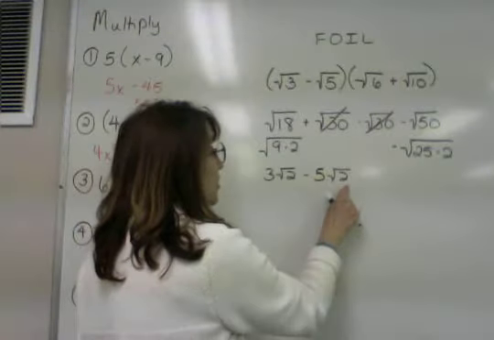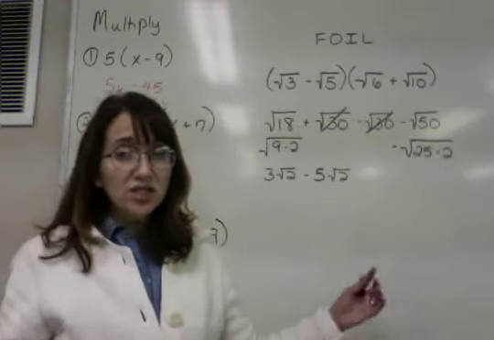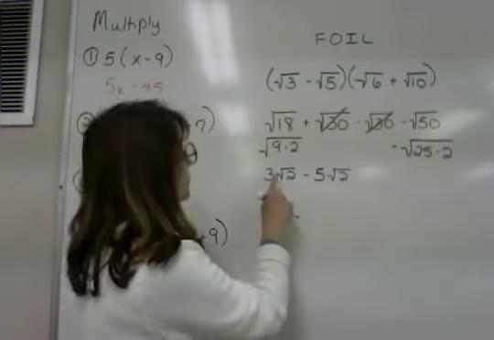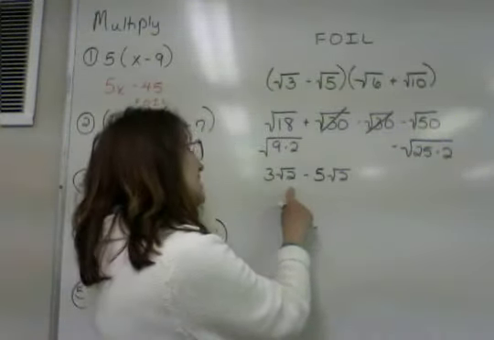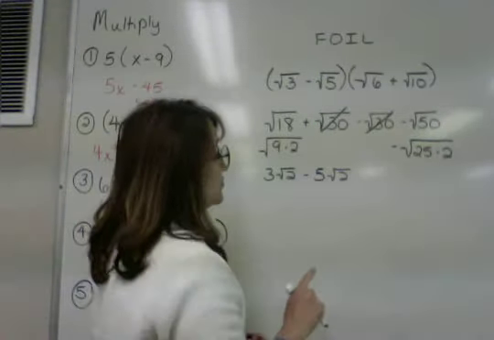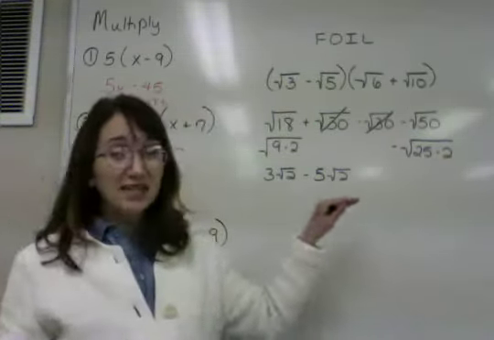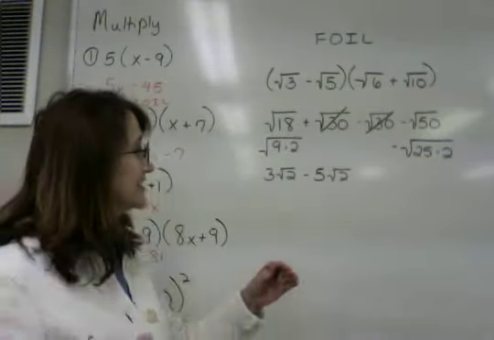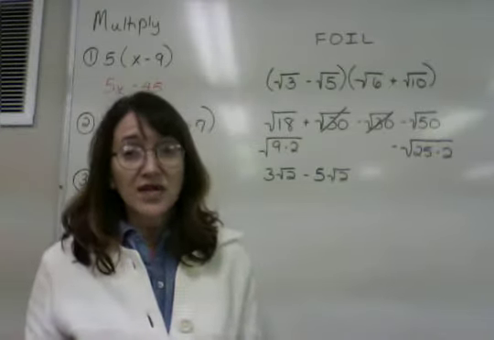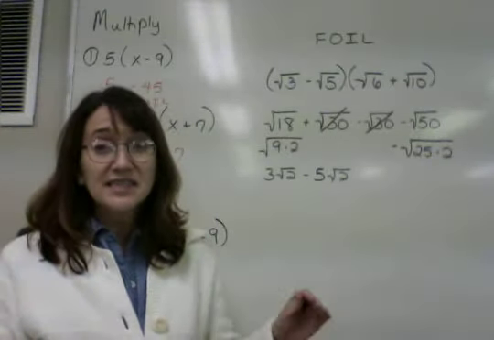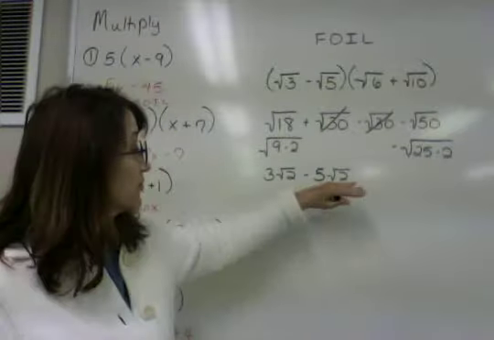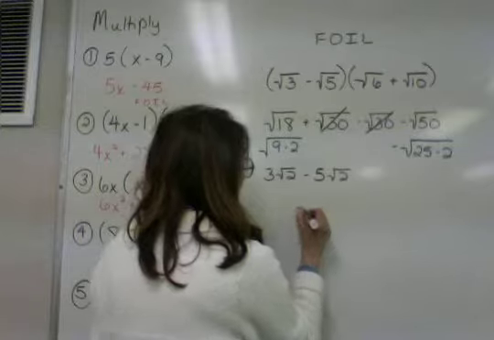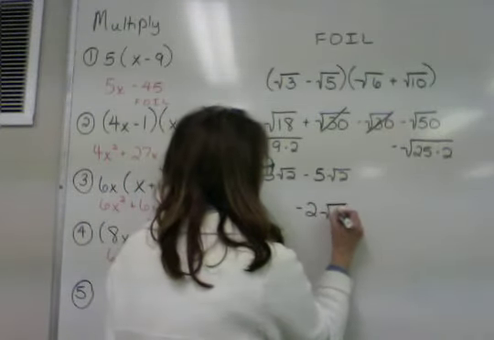Well, these two are like radicals. So I could go ahead and add or subtract those together. So I have 3 times the radical of 2, subtracting 5 times the radical of 2. If that confuses you, just say I'm adding a negative 5 times the radical of 2. Then I subtract and keep the sign of the larger absolute value number, which would be this one. And my answer will be negative 2 times the radical of 2.